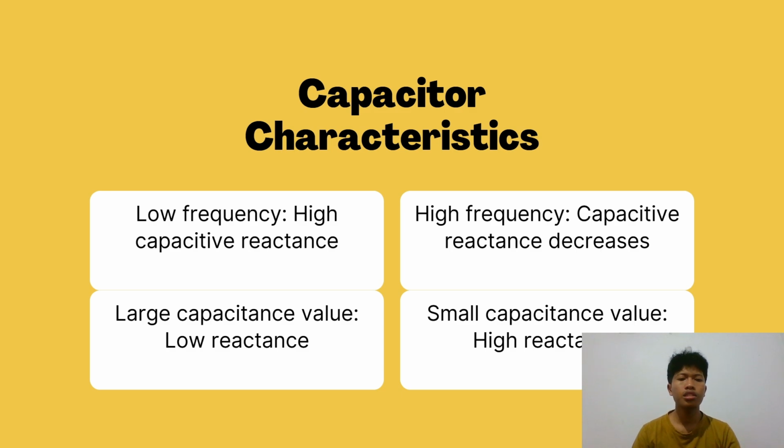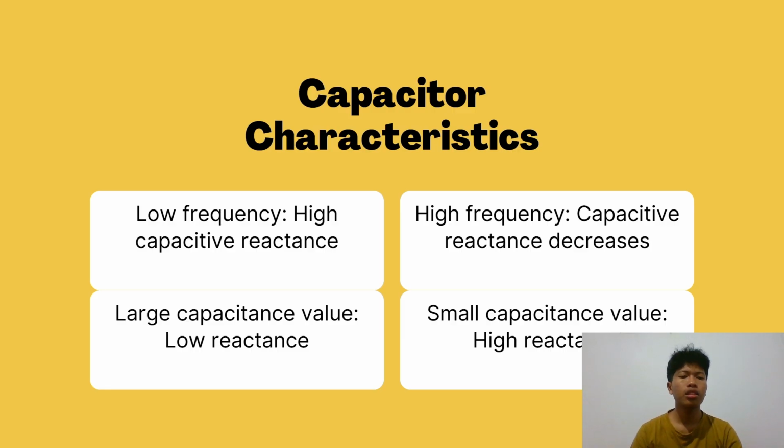Understanding the relationship between frequency and reactance is fundamental. At low frequency, capacitive reactance is high. The capacitor strongly opposes current flow. As frequency increases, the reactance decreases, allowing more current to pass.